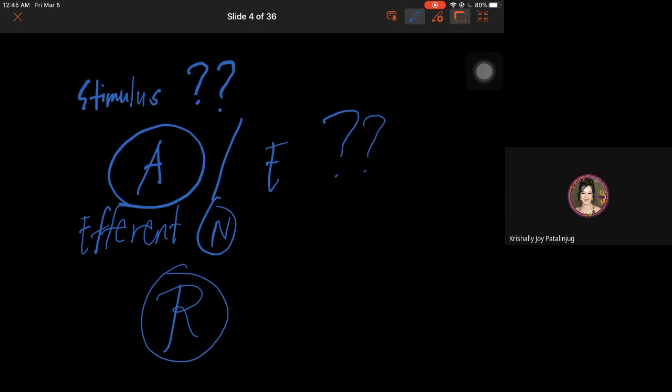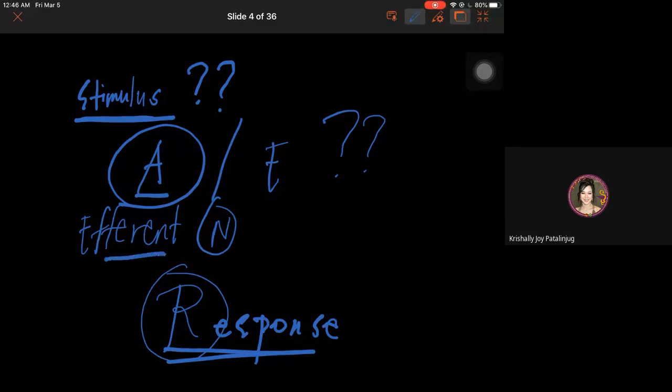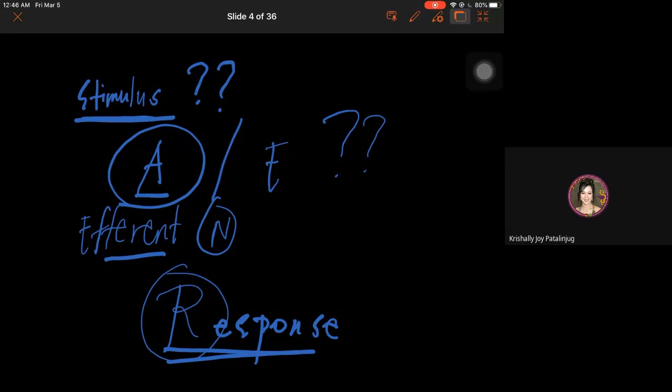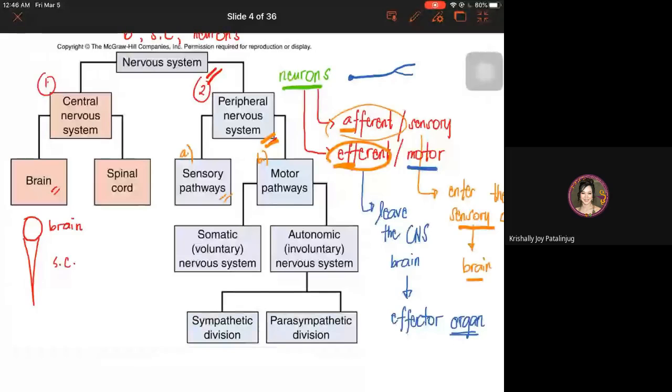Efferent, effector organ. So, yung related naman dito is yung response. Alright? So, please take note. Stimulus, yung related dito, is yung sensory neuron or afferent neuron. Kapag naman response, yung related dito is yung efferent neuron or yung motor neurons. So, tandaan ha, kapag response, it is the motor neurons. Response, effect, it is the motor neurons.